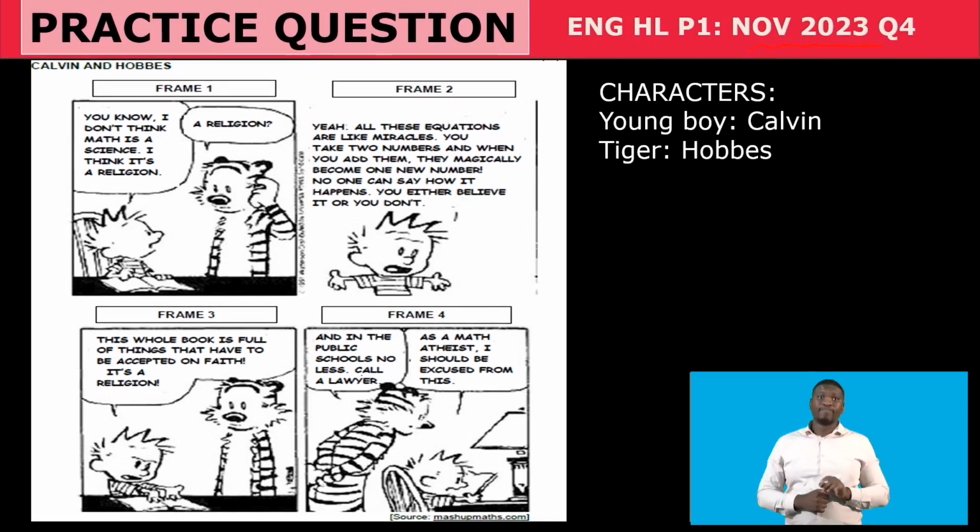Of course, it's a Calvin and Hobbes cartoon. So if you look at the cartoon, in frame 1, we have Calvin saying, "You know, I don't think math is a science. I think it's a religion." We have Hobbes, and his reaction is quite confused. He says, "A religion?" In frame 2, "Yeah, all these equations are like miracles. You take 2 numbers, and when you add them, they magically become one new number. No one can say how it happens. You either believe it or you don't."